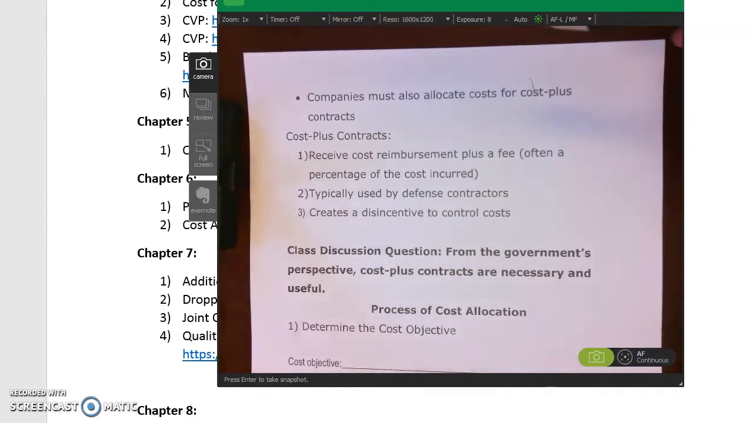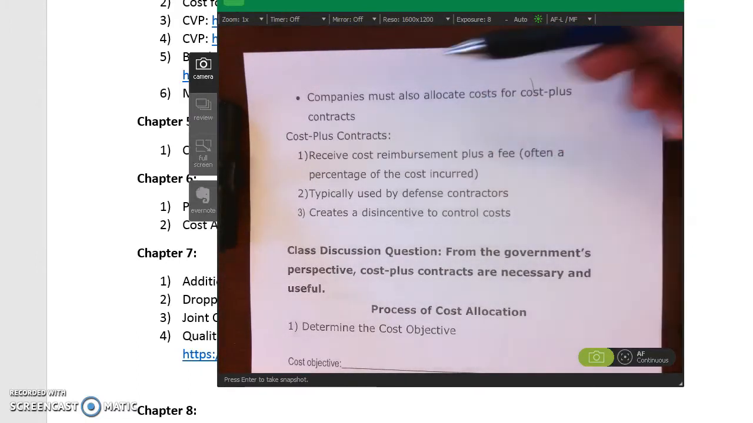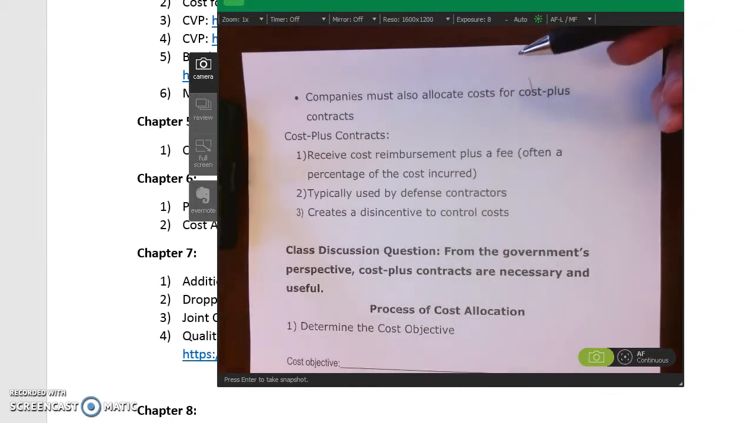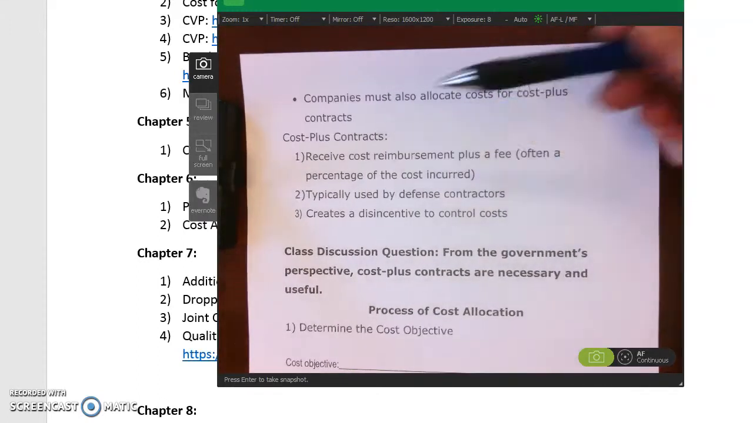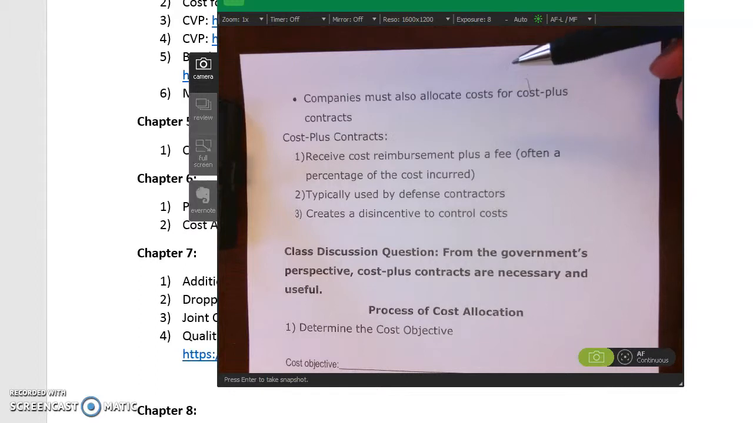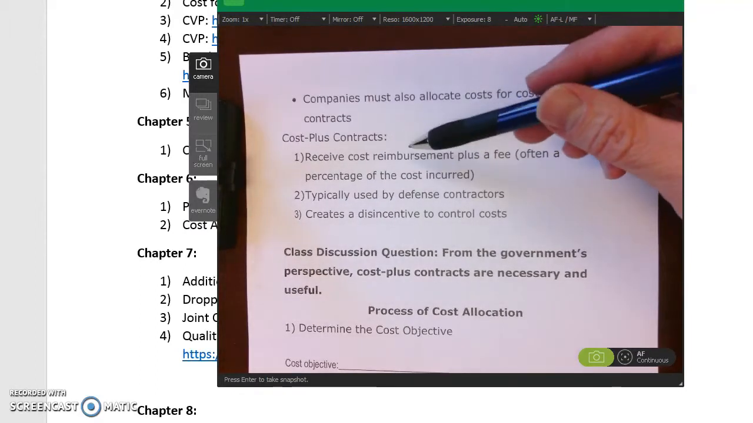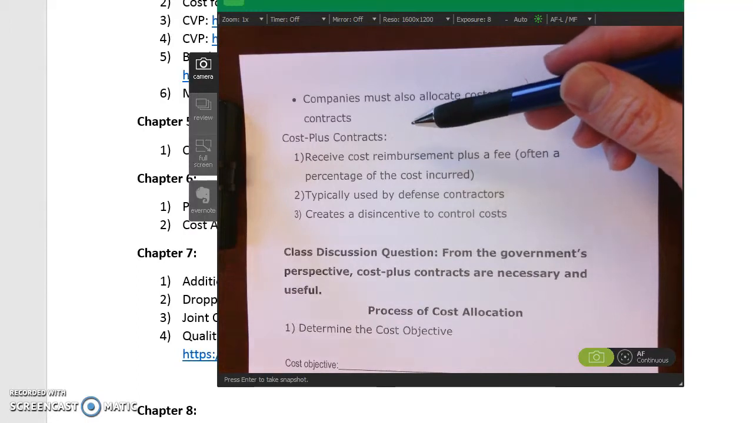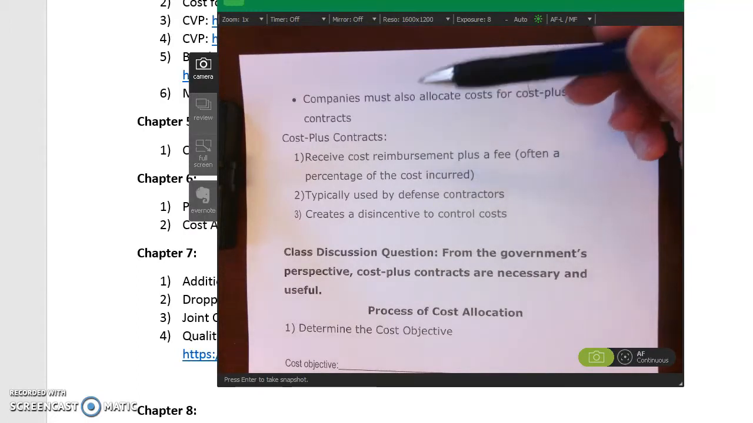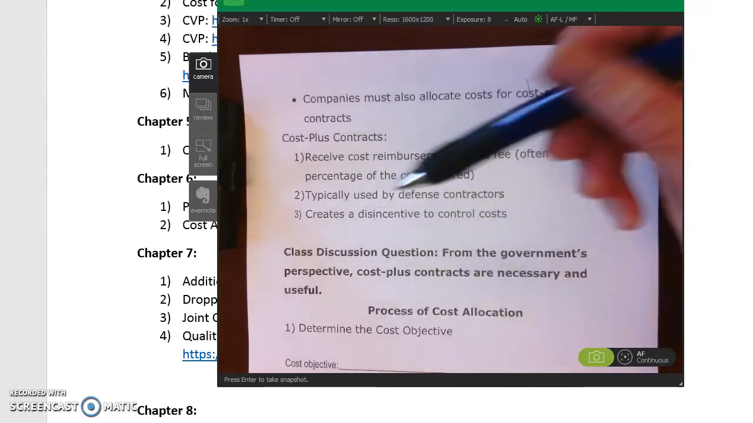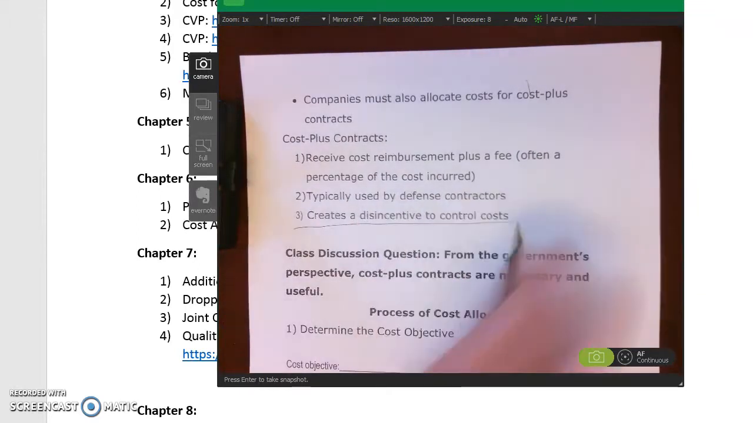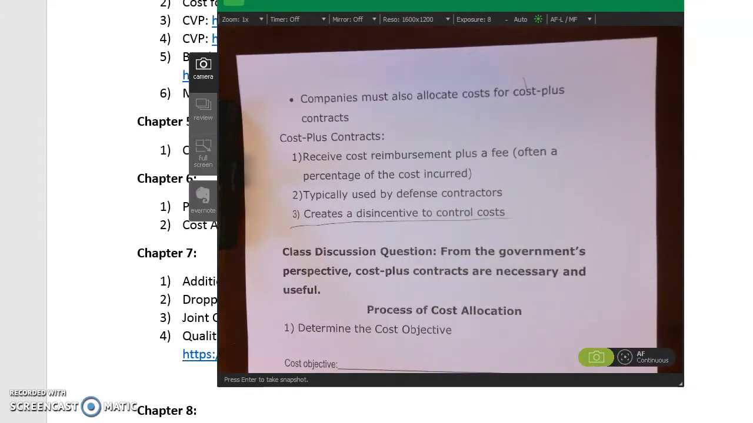Of course, the way the cost plus contract works is that typically the vendor, the contractor, would receive all his or their costs reimbursed, and then they would receive a fee that can sometimes be a percentage of their total costs. It's used a lot by defense contractors, but the problem is it creates that disincentive to control costs.